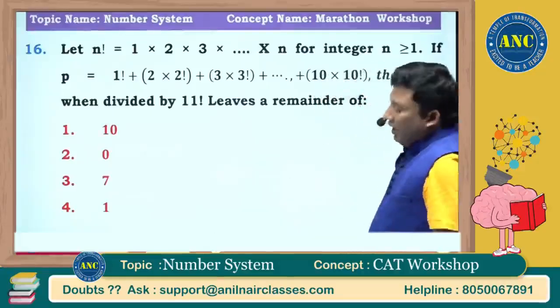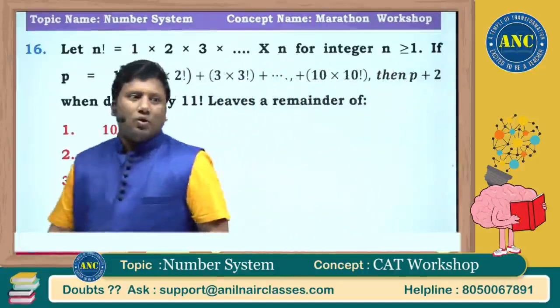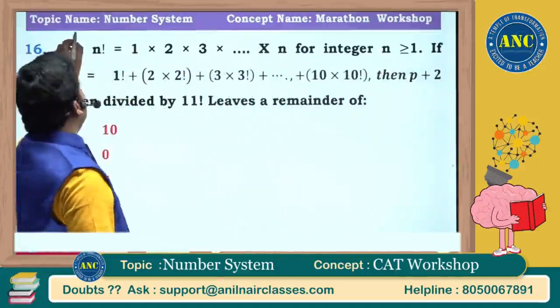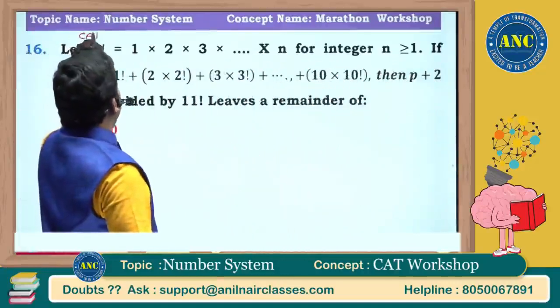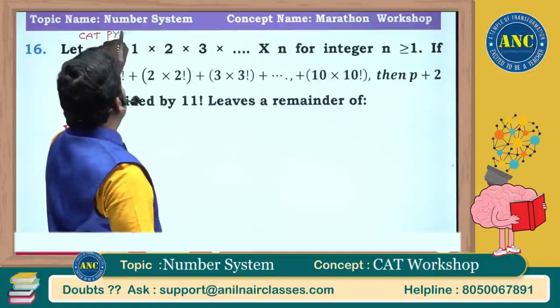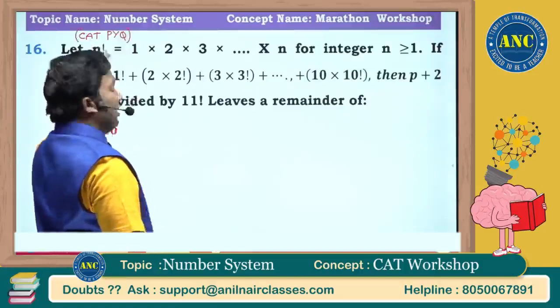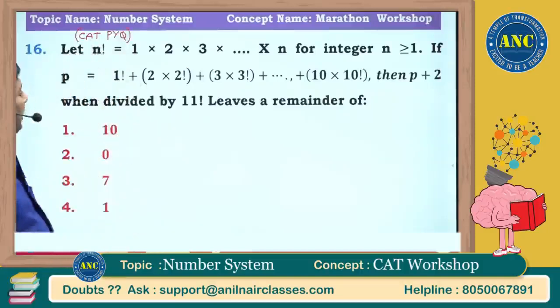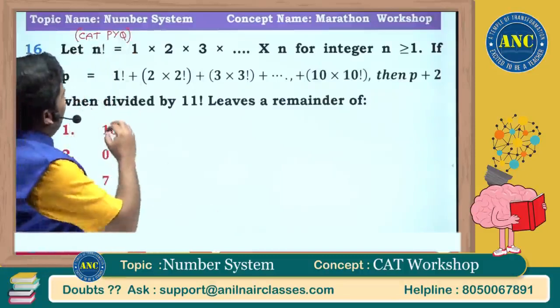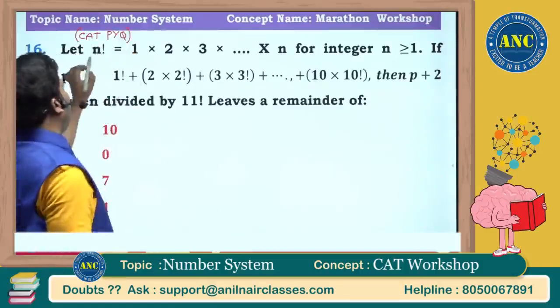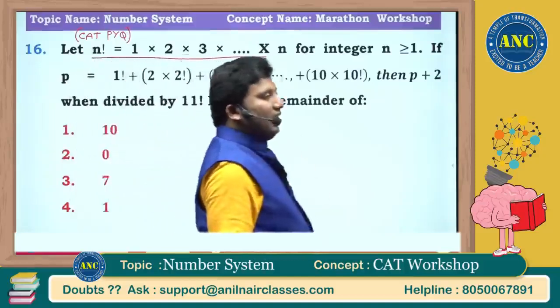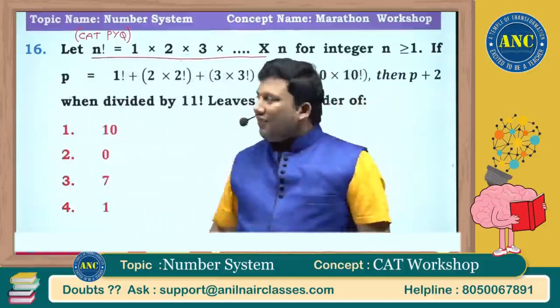Read the question. Let n factorial be 1 into 2 into 3. Those students who want to know, this is a previous year CAT question. PYQ means previous year CAT question. Read the question. n factorial is 1 into 2 into 3 and so on up to n. He is giving you the definition of factorial.